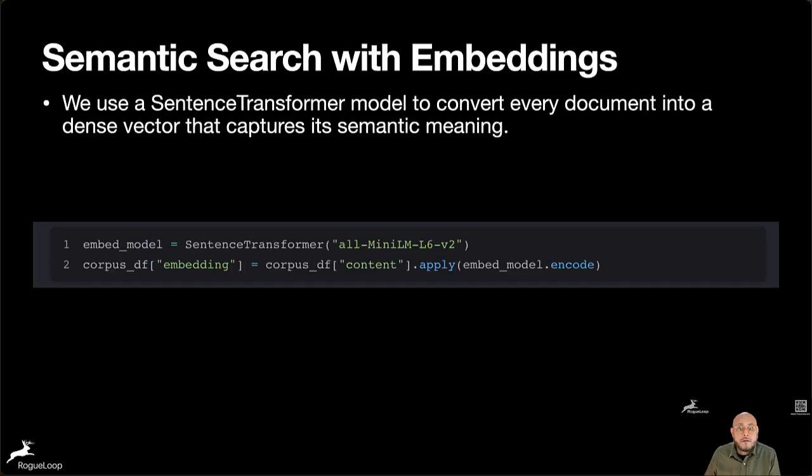After that, we're going to be using semantic search with embeddings. We don't want keyword search. That is a little bit old-fashioned. We're going to be using AI. In this case, we want meaning-based retrieval. That's where embeddings come in. We use a sentence transformer model to convert every document into a dense vector that captures its semantic meaning. Now, we can use cosine similarity to find the most relevant documents to any user query.